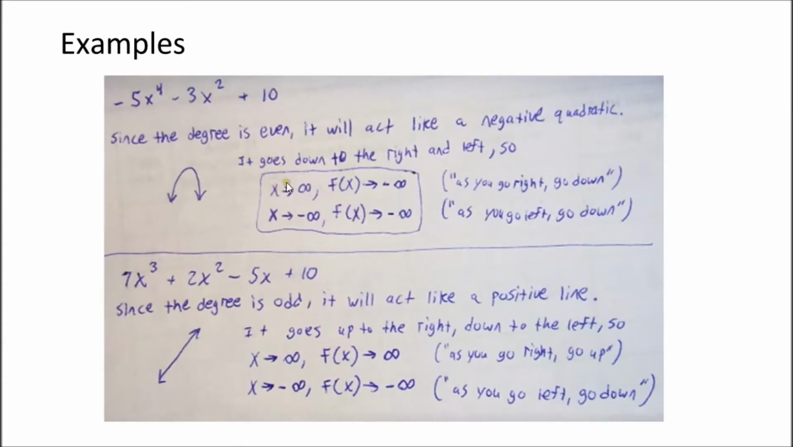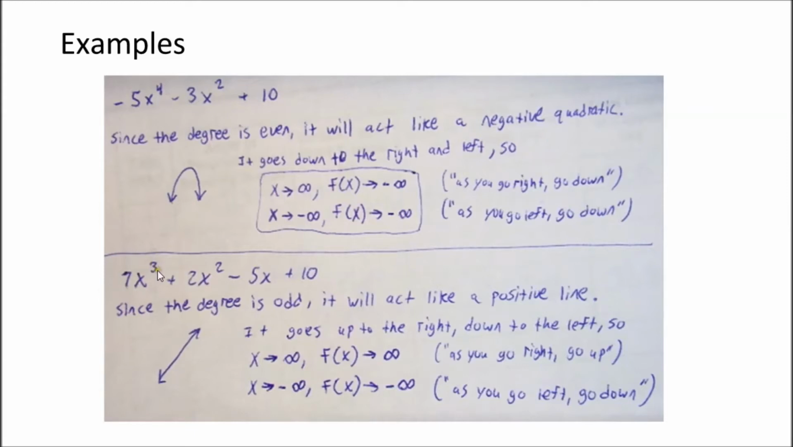So as x approaches infinity, as you go right, f of x approaches negative infinity. The graph goes down. As x approaches negative infinity, as you go to the left, f of x approaches negative infinity. You go down.